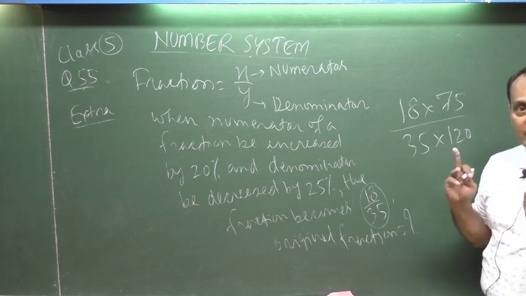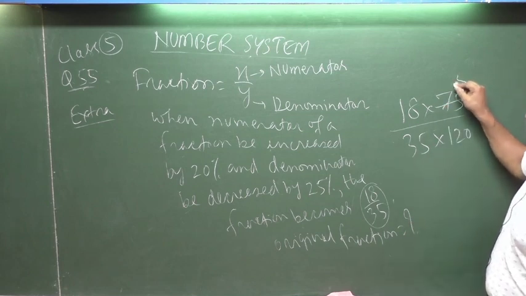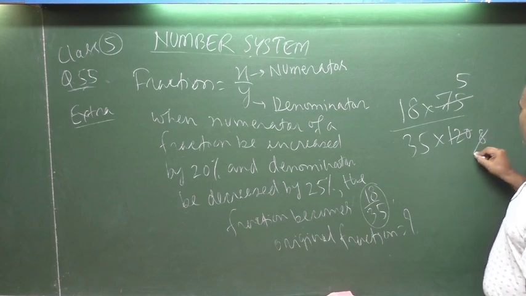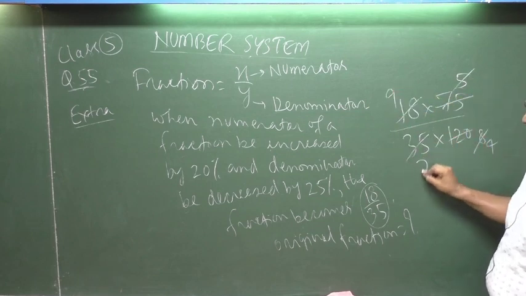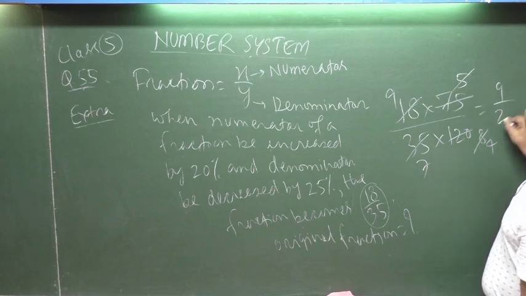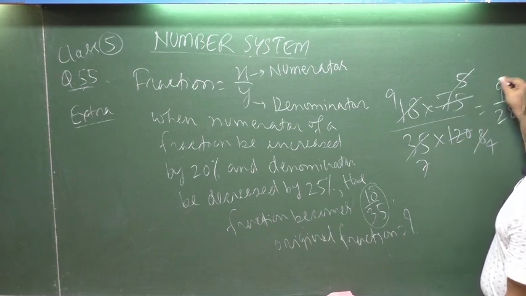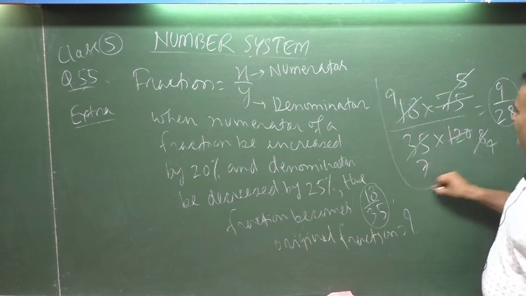Now calculate, that will be your final answer. 15 5s, 15 8s, 2 4s, 2 9s, or 5 7s. That means 9 by 28. This is your final answer. Note down.